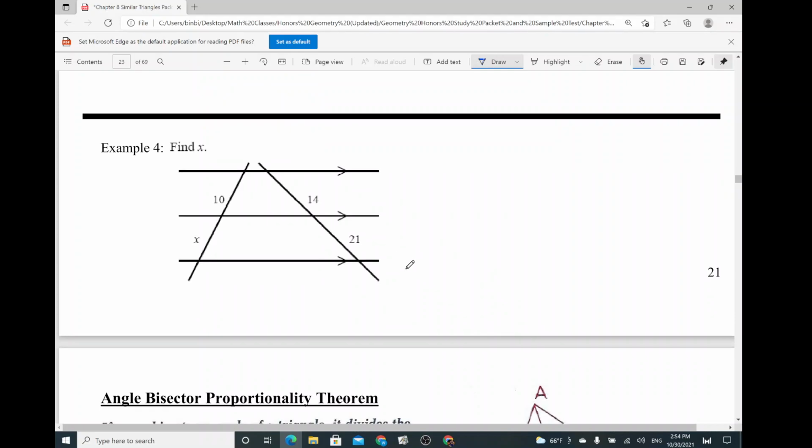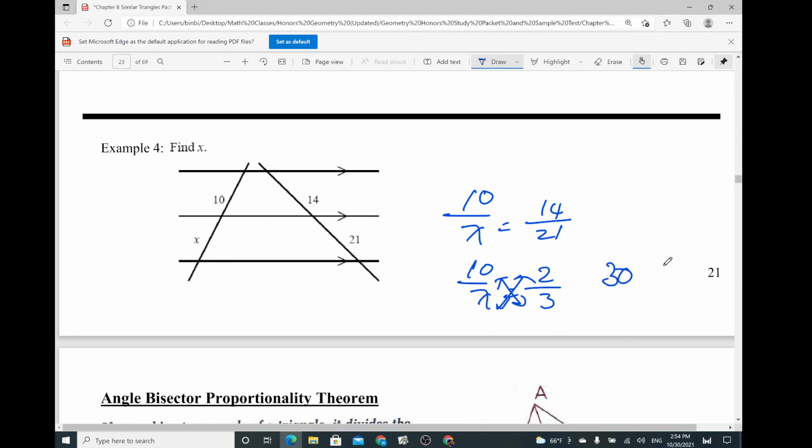So this one, 10 over x equals 14 over 21. Again, the shorter leg over the longer leg. This one we can reduce by 7, dividing top and bottom by 7, so we do have 2 over 3. Cross multiply, so we got 30 equals 2x, so that means x equals 15.